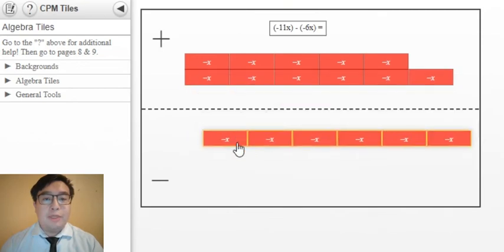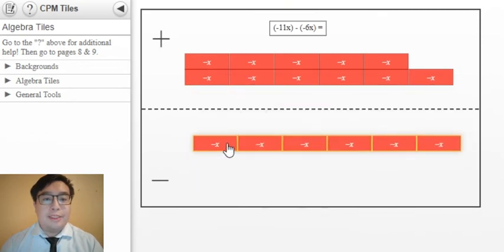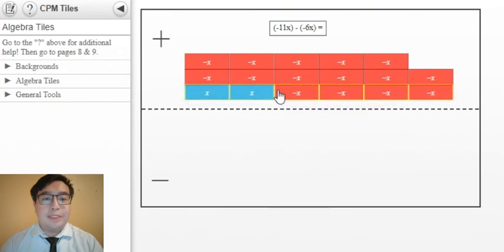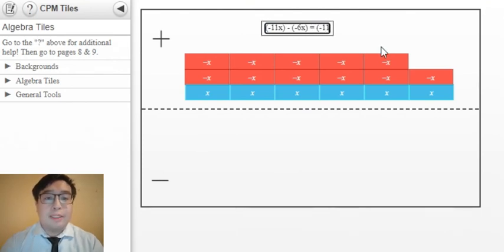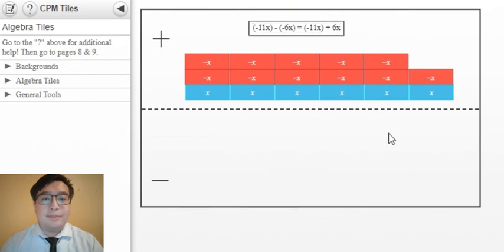If I want to get rid of those 6 red x's, I could introduce 6 of these blue x's. I know opposites are going to cancel out, so these red x's will cancel out with these blue x's, and I will be left with my same answer of negative 5x. So an equivalent expression would be negative 11x plus I'm adding in 6 positive x's.